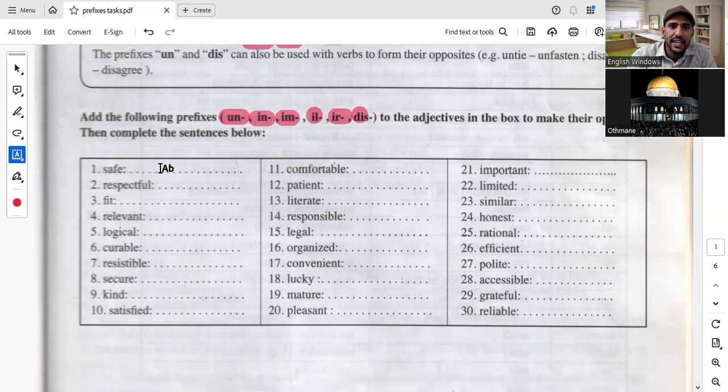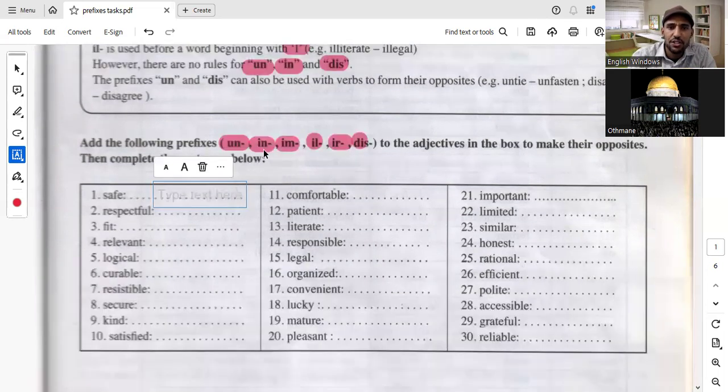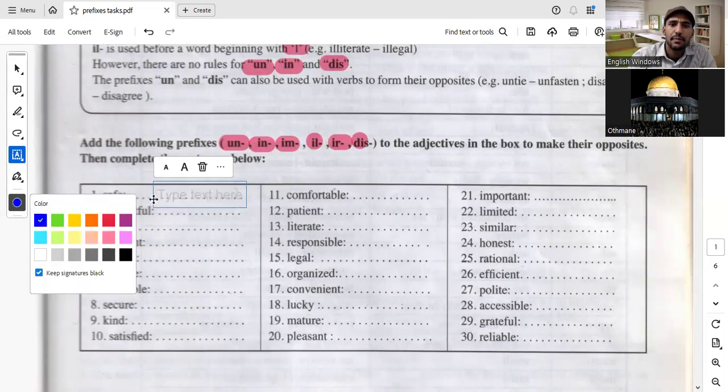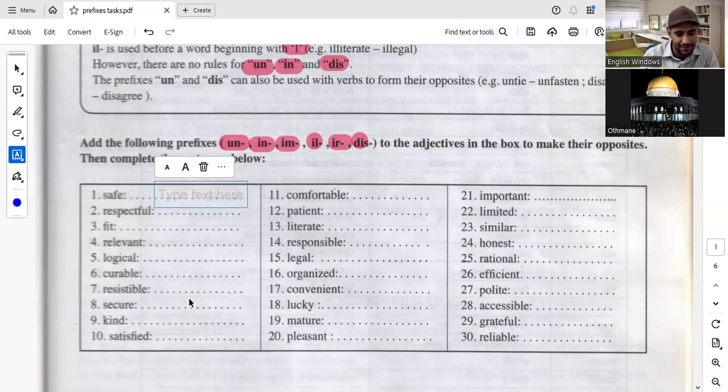Now number one, safe. Which prefix do you think is appropriate? Unsafe. Very good. Safe means there is no harm, there is no danger. Morocco is a safe, secure country. Some people say that the plane is a safe means of transportation.